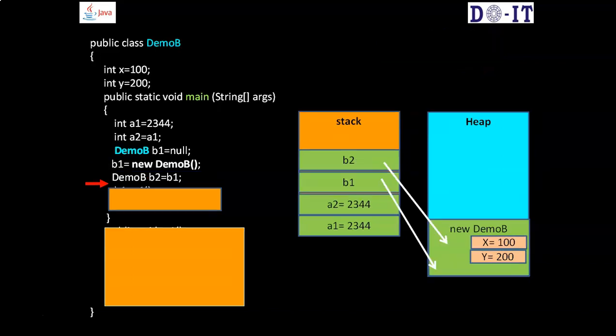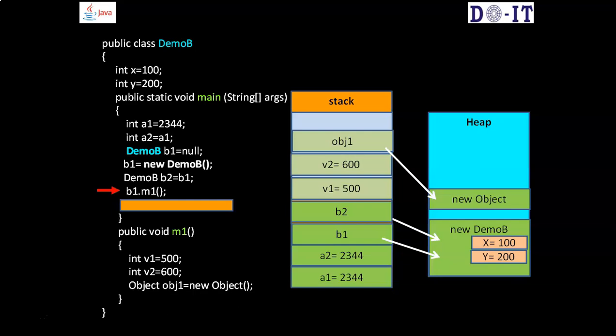Now the next line is executed where we are creating a new reference b2 of the same type demo B, and instead of creating a new object in this case, we are now assigning b1 to b2. Now unlike a1 and a2, instead of creating a copy of the object, the address that exists in b1 is shared with b2. So now b2 also points to the same object that is there in the heap. So in this case, b1.x and b2.x will be the same, and b1.y and b2.y will be the same. If you change the value of x or y from b1, the modified value will be accessible from b2.